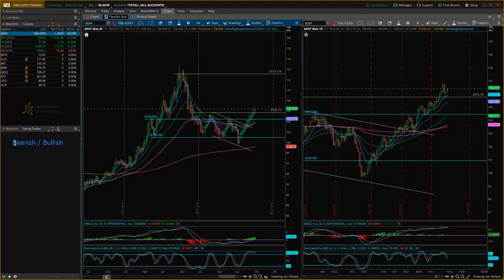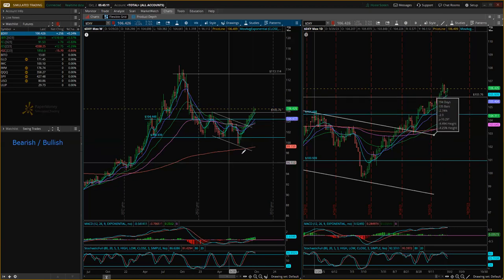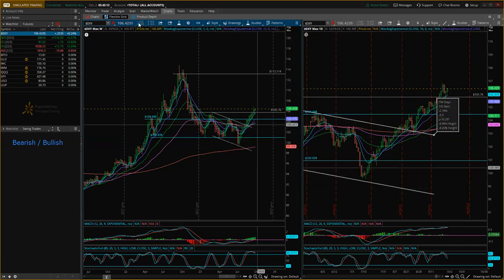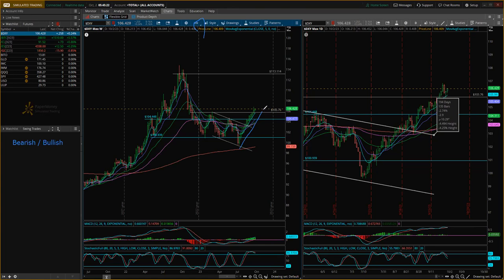So my short-term expectation of DXY is bearish. The reason is that I think DXY is in an overbought condition here. If you look at the DXY chart on the weekly, it has gone up for about 11 weeks. But if you look at the daily chart over here, what do you see?